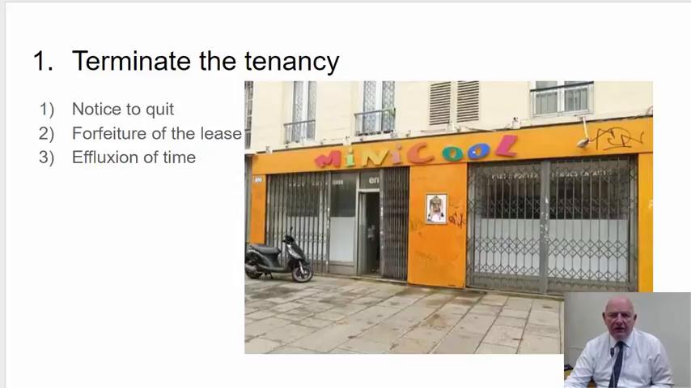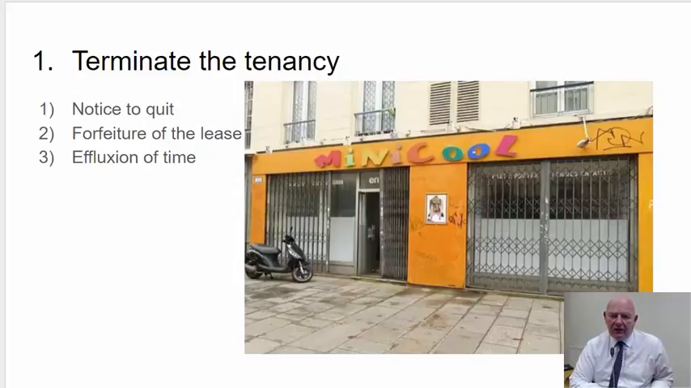There are three very common ways for any letting or tenancy to terminate, and they would be through notice to quit. In other words, where somebody's lease has expired and they are not entitled to be there any longer. You're not giving them a new lease, so you serve them with a notice to quit.